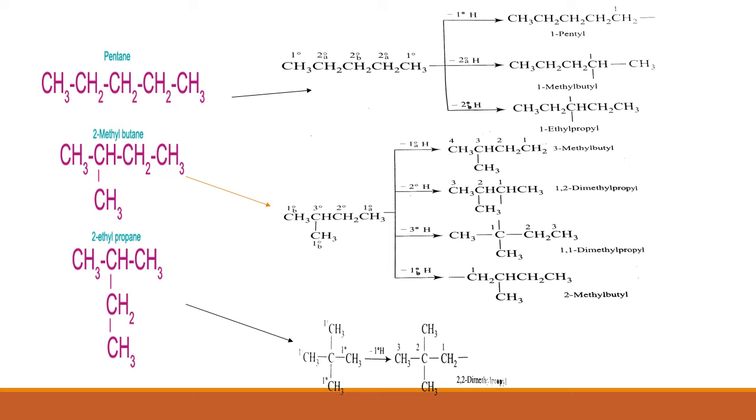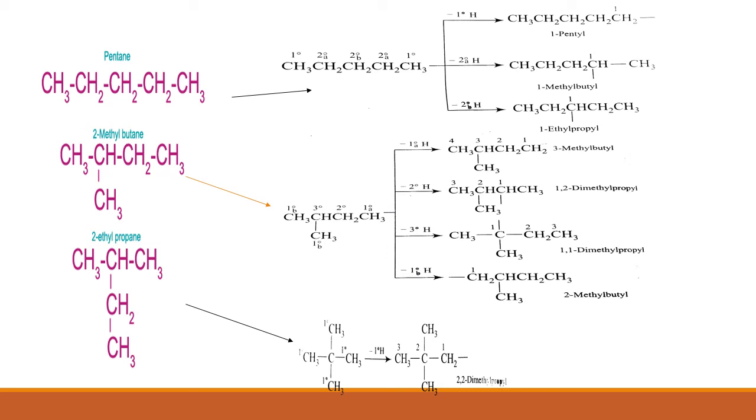In the next case, 1,1-dimethyl propyl, the H is removed from the tertiary, 3 degree carbon. From the 3 degree carbon it gives 1,1-dimethyl propyl. In the fourth case, 2-methyl butyl. 2-methyl butyl can be prepared by removal of hydrogen from the carbon attached to the 3 degree carbon, that is number 1 from the left side. So in this same way we can find out the different types of alkyl groups.